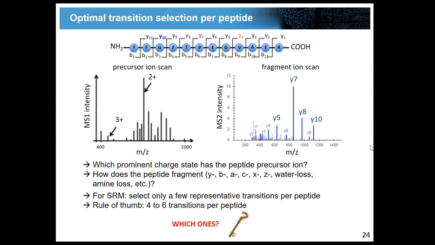The unique ones, also good, but the high intense ones. So the answer is exactly the same as the answer for the peptide selection. What people do is exactly the same. They go for the most intense and for the unique transitions. So in our example here, we would pick the doubly charged precursor because it's much higher than the triply charged, and we would pick Y7, Y8, Y4, and Y5 because these are the most intense ones.